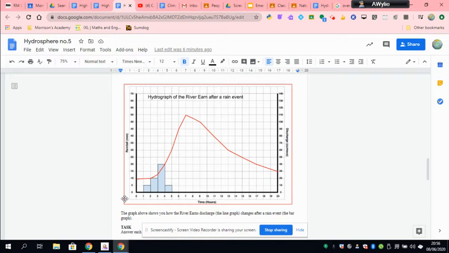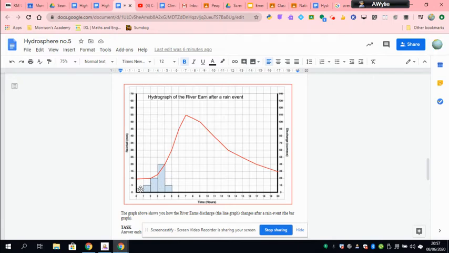Okay, this is a graph of a river. It's a graph of a river's discharge changing when it rains. Okay, so what I want you to do is, I know it just looks like a line graph and a bar graph, but I want you to visualize that these bars represent it raining.